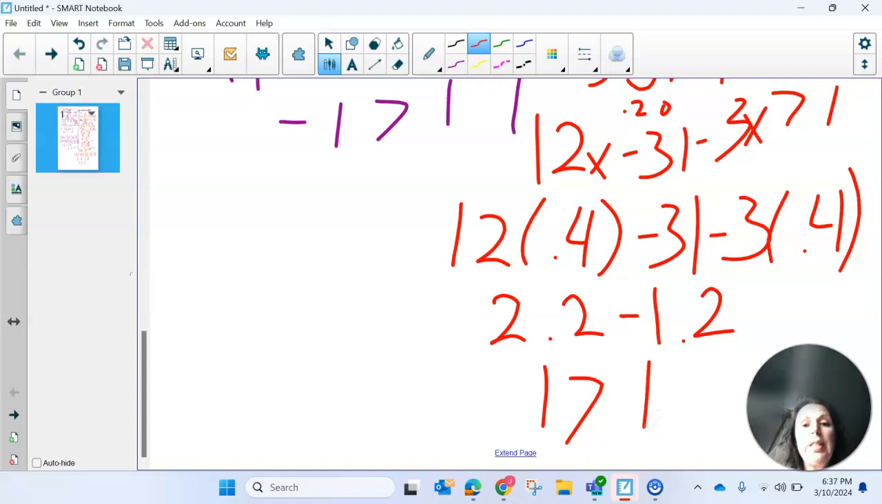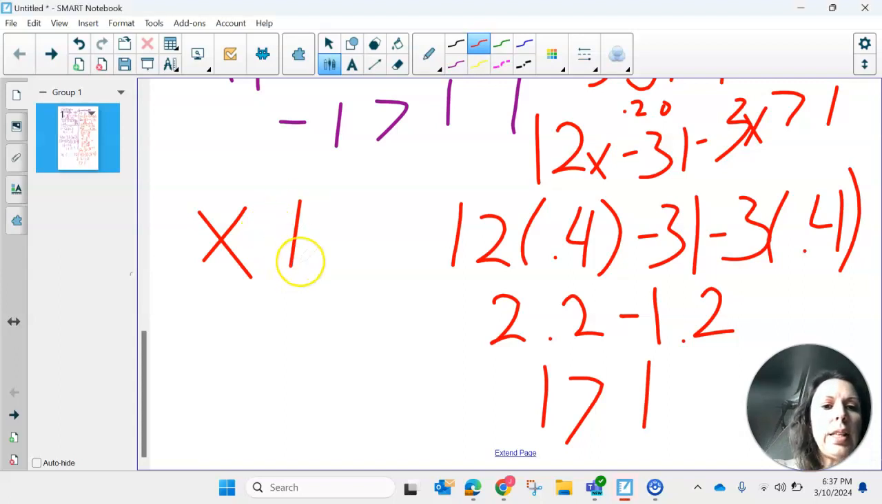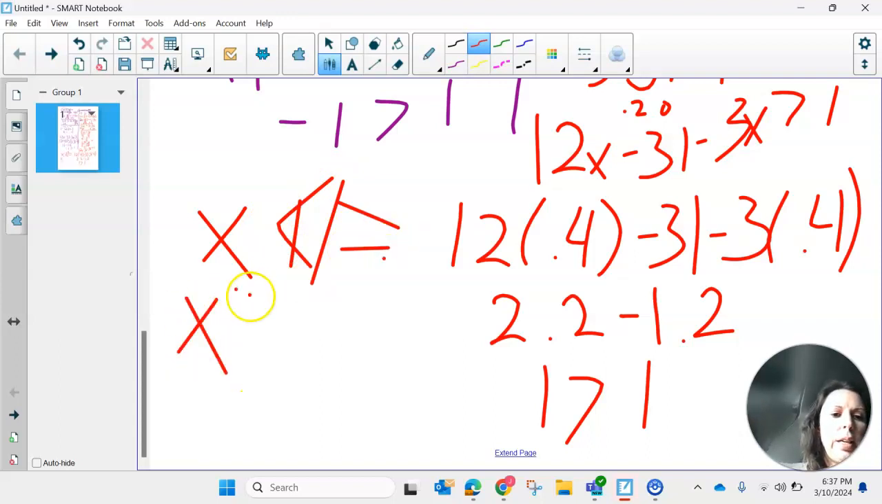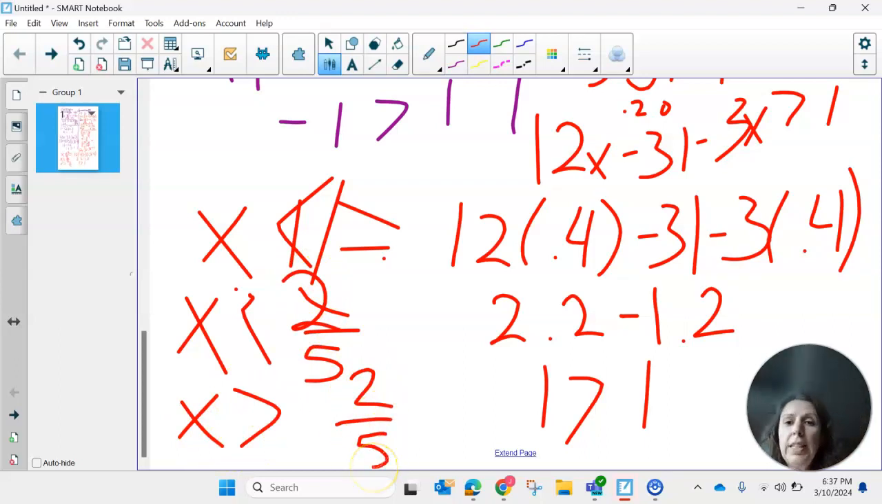So now we have to decide if x is less than 2/5, or x is greater than 2/5. So what I did was I just went through and I worked the problem instead of with 0.4, I put a 0.3 in here.